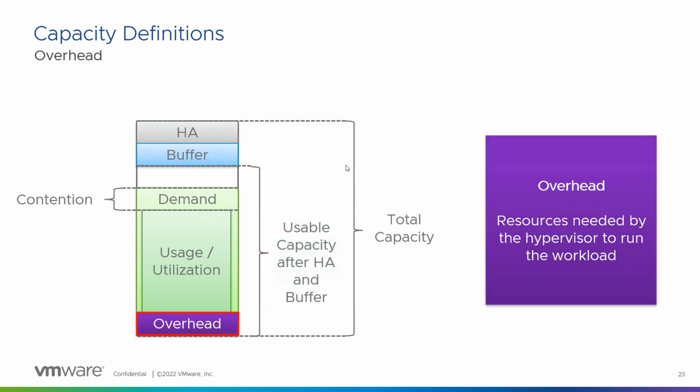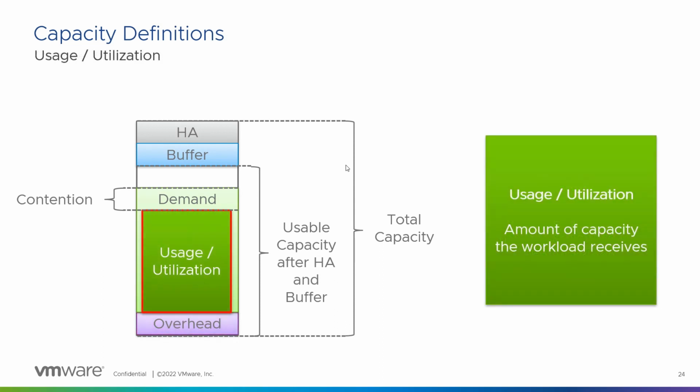Okay, so the next one is overhead. This is basically the resources that the hypervisor needs to run the virtual machines. It can be a little bit of memory, a little bit of CPU. It's what the hypervisor needs to consume to be able to make those virtual machines run for you. So it is a small piece, but it is something that does need to be accounted for.